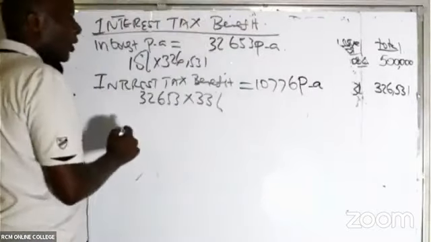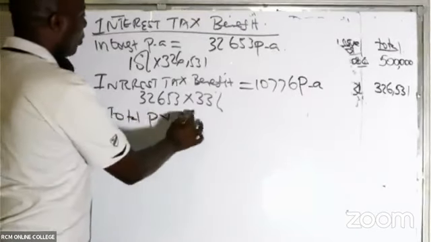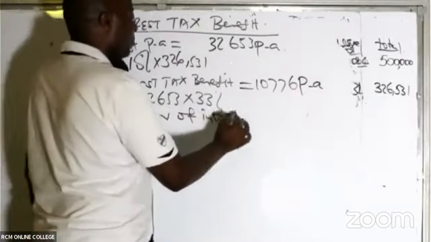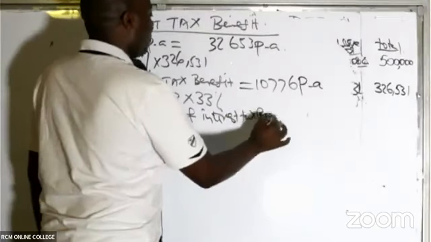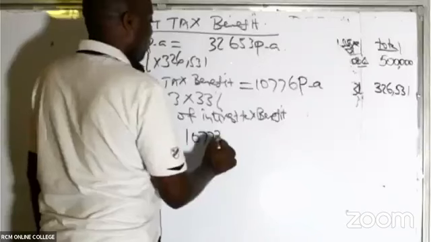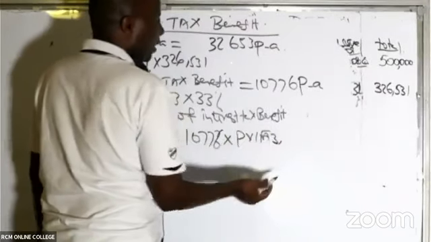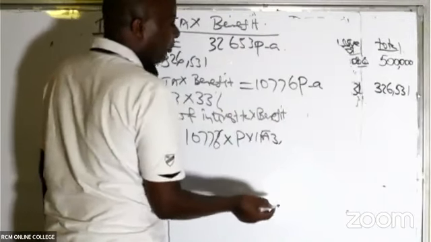So now, ladies and gentlemen, this is the amount that I will be paying on a per annum basis. So are you able to give me now the total present value of interest tax benefit? This will be 10,776 times PV-FAR, 3 years. It's a 3-year loan, remember. What is the cost of capital given?